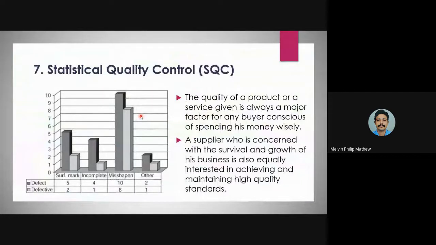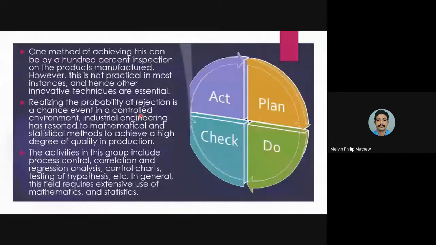Next is statistical quality control. So we are looking at the quality of the product, and we are checking it with previous products, or we are checking it with products available in the market by another company. So such are quality controls. We are looking at the quality, and we are checking the statistics on how production can be increased, and how, based on quality, the products can be supplied to the market. So this comes under statistical quality control.